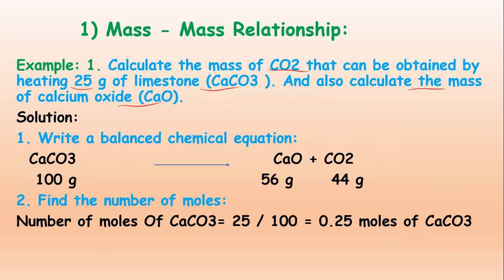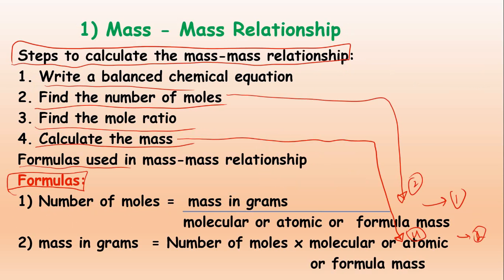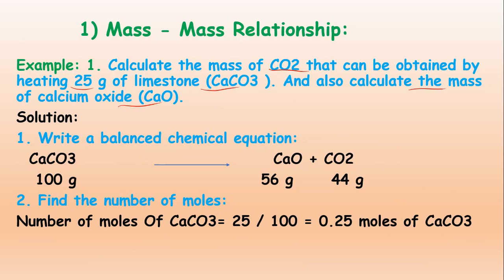Step number 1, as I have told you, is write a balanced chemical equation. Look at here, we have written the balanced chemical equation. Calcium carbonate decomposes into calcium oxide and CO2. 100 grams is the formula mass of calcium carbonate, 56 of the calcium oxide, 44 of CO2. When you add 44 and 56 you will get 100. So this equation is completely balanced.